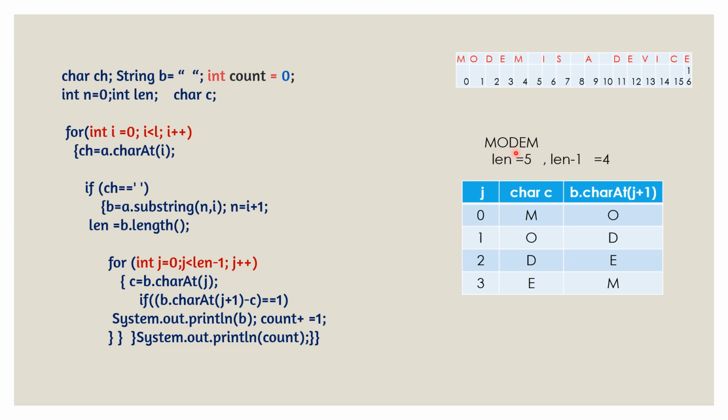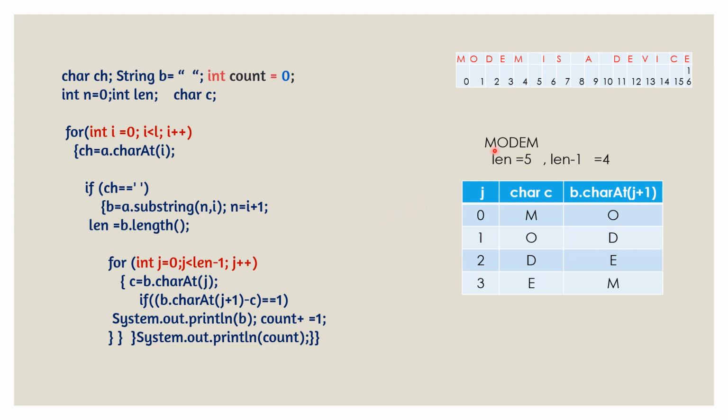Now the third one, D and E. When we do the ASCII code of E minus D, the ASCII code difference is just 1. That means D and E are consecutive letters. And if it is a consecutive letter, counting will be done. How many words are there? Count plus 1. And then print the particular word.